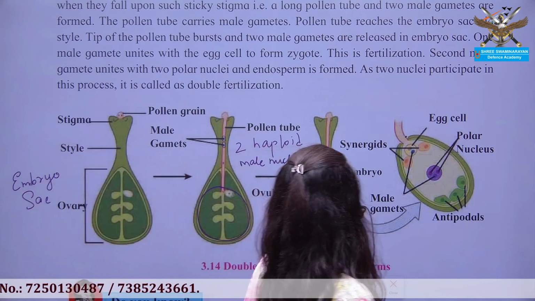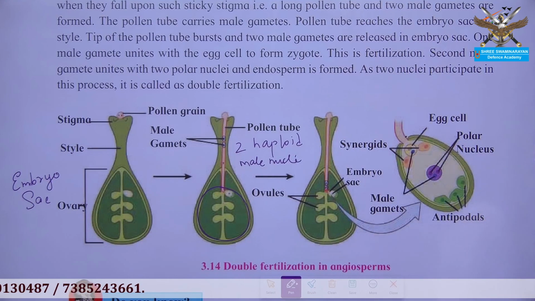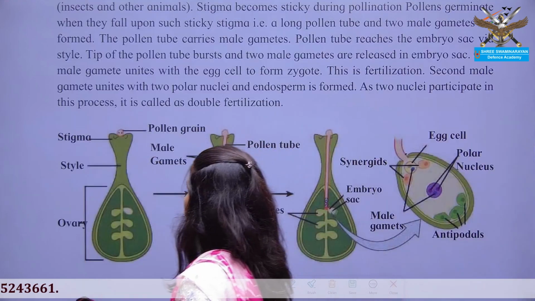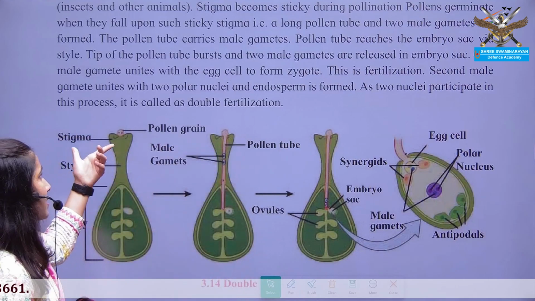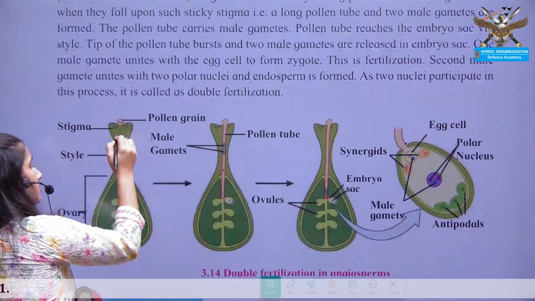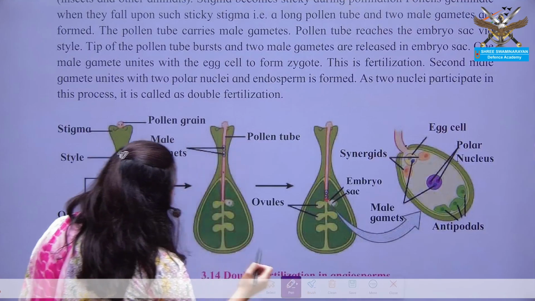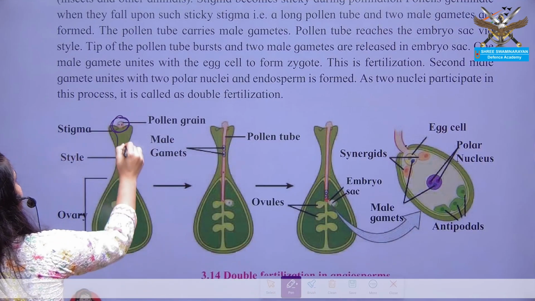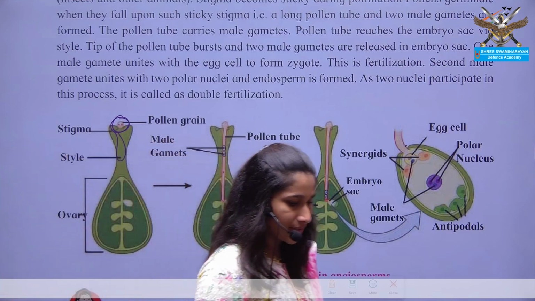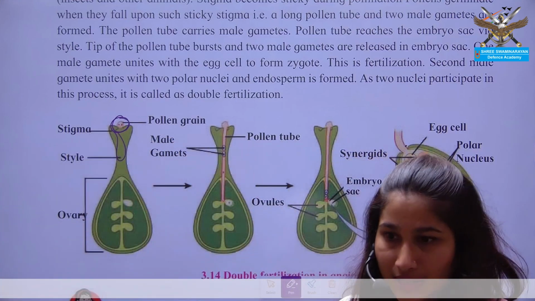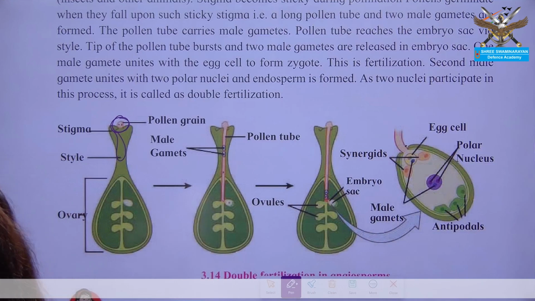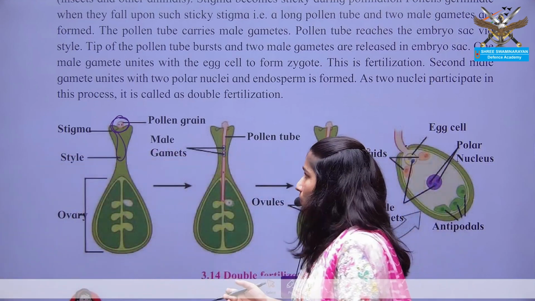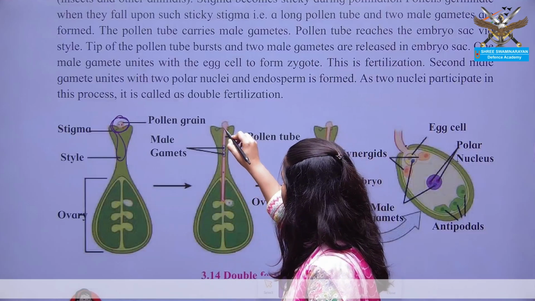Within the ovary, you will see the embryo sac. Once the pollen grain reaches the stigma, it starts to develop the pollen tube. Because the chemical reactions happened, the chemicals were released, and the pollen grain gets the signal that now it should germinate. Once the pollen grain starts to germinate, it forms a pollen tube.